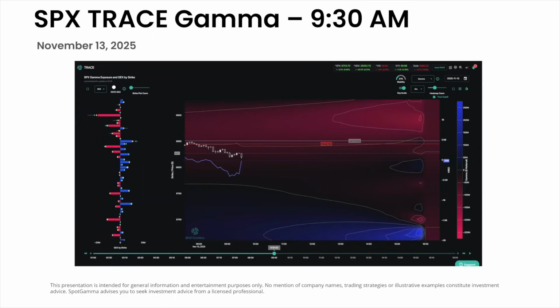This is the TRACE gamma heat map at 9:30 a.m. Eastern Time on Thursday, November 13th. It shows SPX was trading in mildly negative gamma at the open. The stability index at 31% showed lower stability and the potential for movement in a trending market.